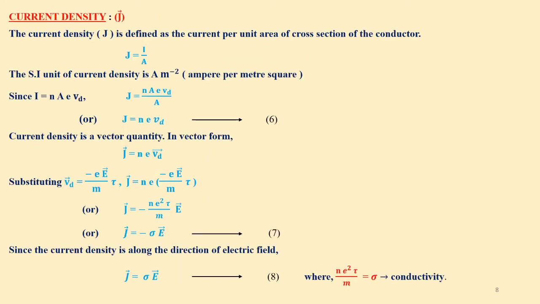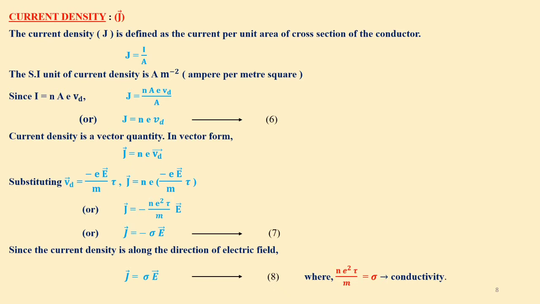Now, let us define the current density vector, which is represented by capital J vector. The current density is defined as the current per unit area of cross section of the conductor. So, J is equal to I by A. The SI unit of current density is ampere per meter square.